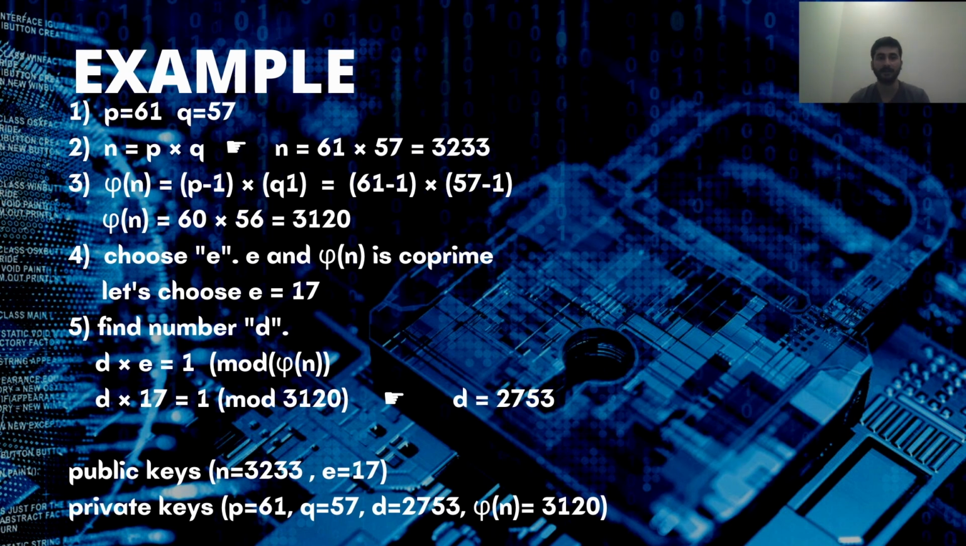So the D number is 2753. So we found all our numbers. Public keys are N equal 3233 and E is 17, and private keys are P, Q, D, and torsion.